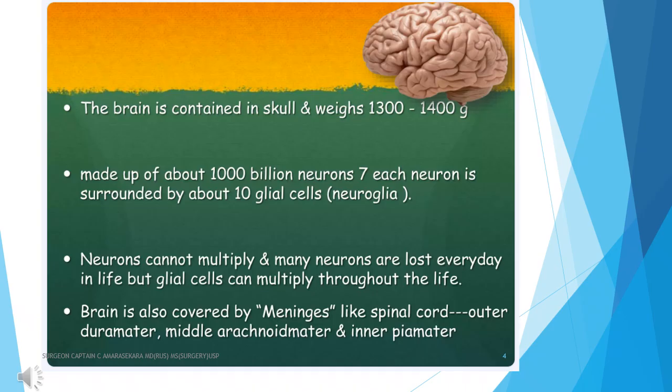In contrast, glial cells can multiply throughout life, playing key roles in support, insulation, and immune defense within the nervous system. Protecting this delicate network is a triple-layered membrane system known as meninges.